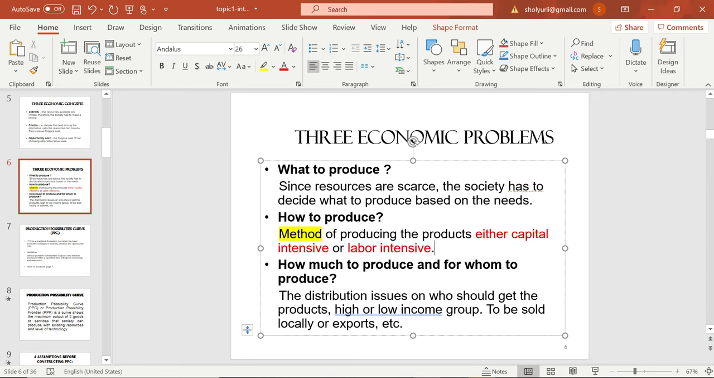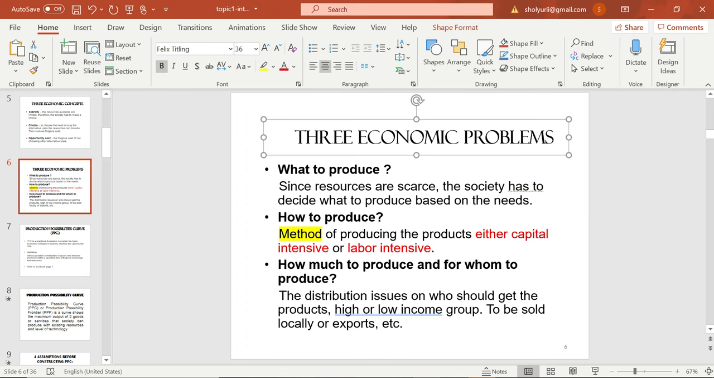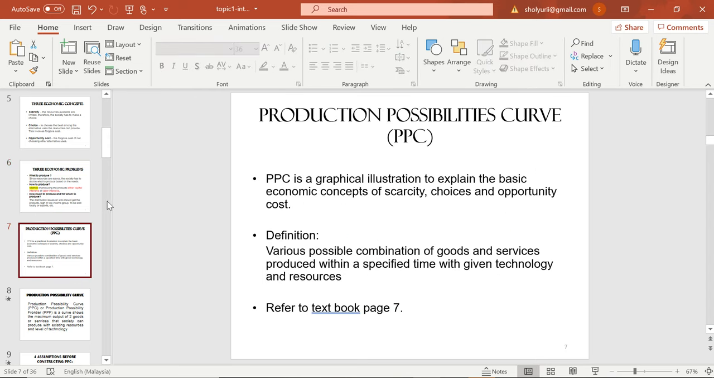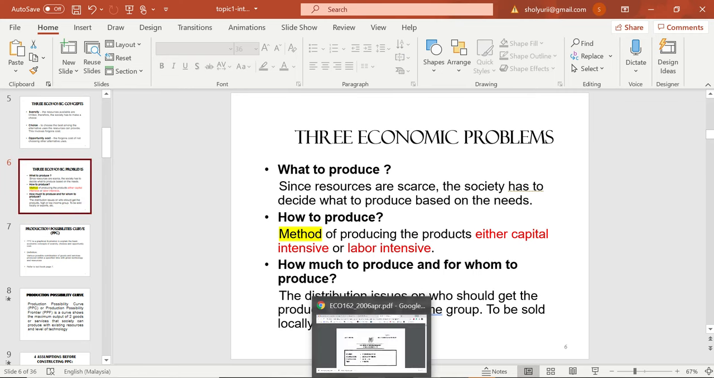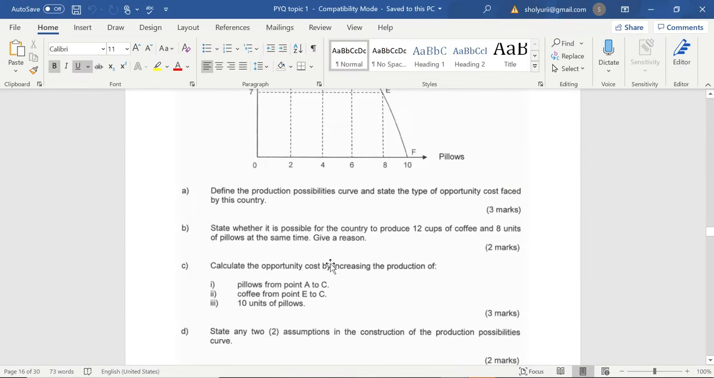Okay, so the distribution issue on who should get the product, high or low income, either the product is produced to be sold locally or to be exported. Okay, so this is the 3 things I would like to highlight in this particular part for topic 1. Next, I'll go for PPC, but I'll teach this in the second teaching video. I would like to show the past year's question for the 3 things that I explained before.